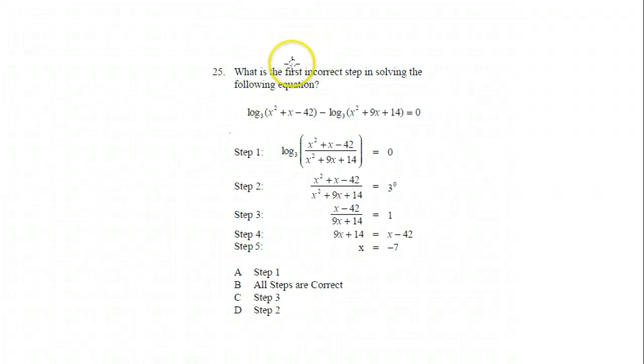Number 25 is asking us to identify the incorrect step. So how do we do that? So how do we find that incorrect step? Well, let's go through it step by step.